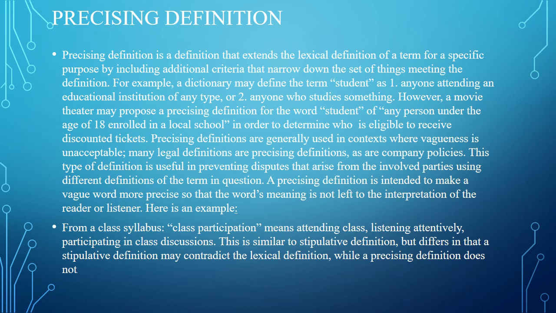Many legal definitions are precising definitions, as are company policies. This type of definition is useful in preventing disputes that arise from the involved parties using different definitions of the term in question. A precising definition is intended to make a value more precise so that the word's meaning is not left to the interpretation of the reader or listener.